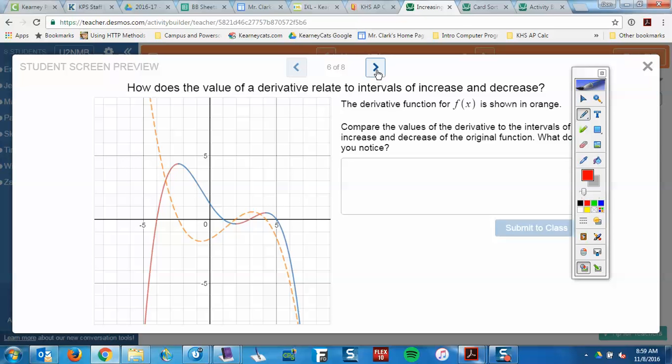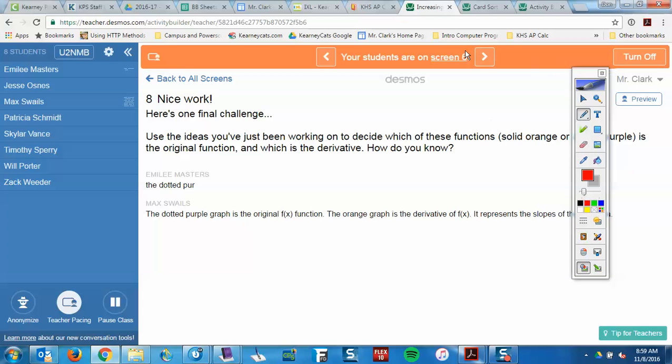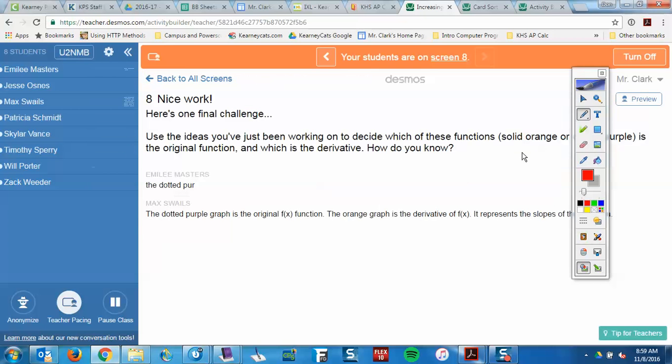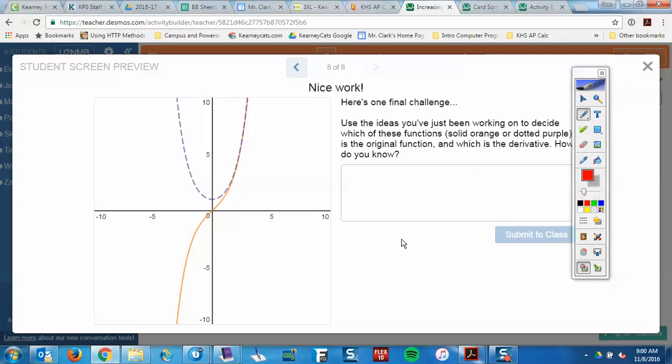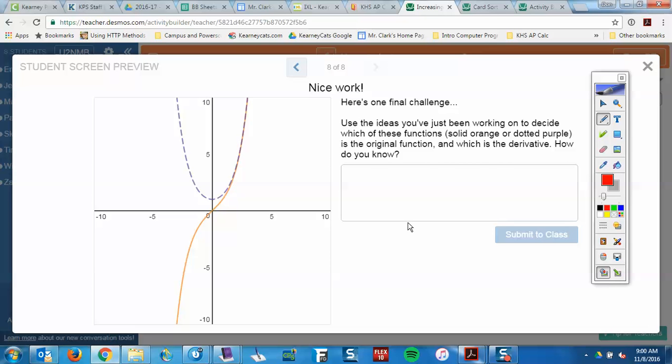Okay, and let's go to, is everybody on 8? No. I got to take you there. All right, so which one of these is F and which one is F prime? Purple? It is purple. The purple is F, and the orange is F prime.